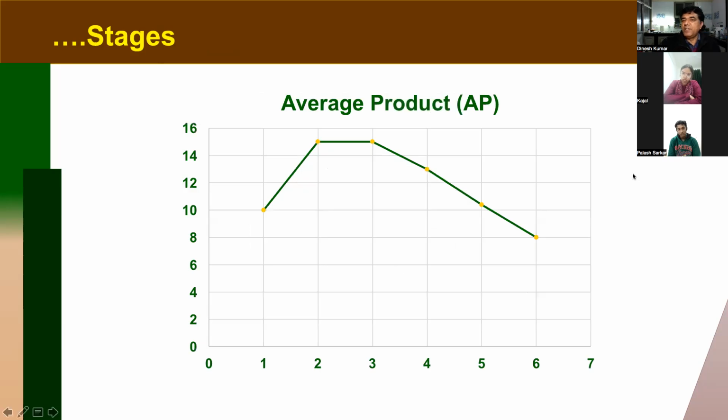Similarly, we can plot the average product. You can see the scene. Even average product has not become negative. MP has become negative, TP starts falling, but AP is still positive. You can see this in the third phase also.